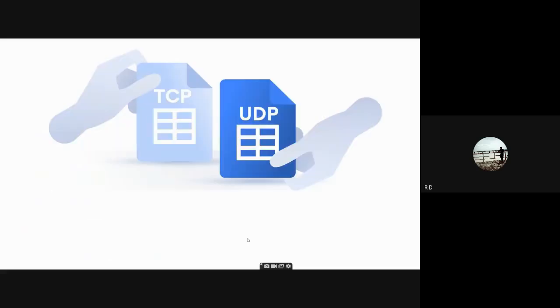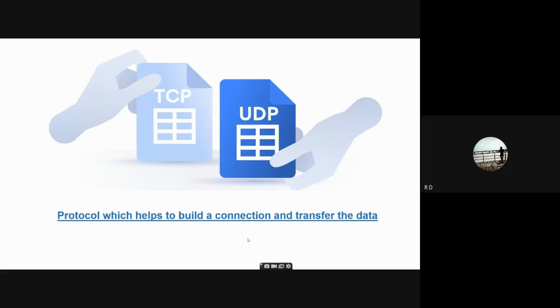To get started, TCP and UDP. These are two types of protocols. TCP stands for Transmission Control Protocol, and UDP stands for User Datagram Protocol. What do these protocols do? They basically help to build a connection and transfer the data. That initial handshake, the initial connection that is built when you access a particular website. A connection has to be made, and to build that connection and transfer the data, we use the TCP protocol or the UDP protocol.